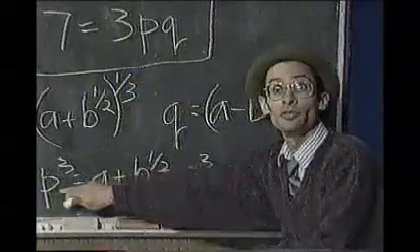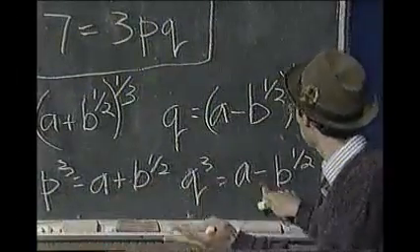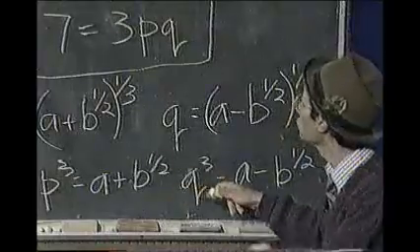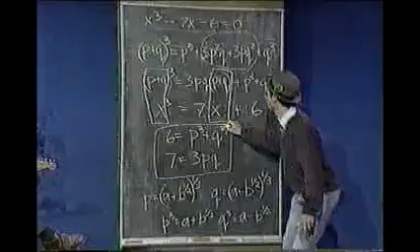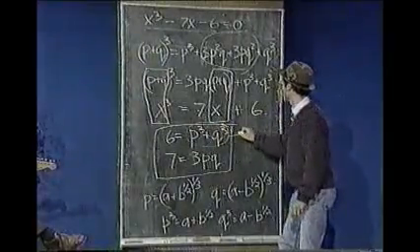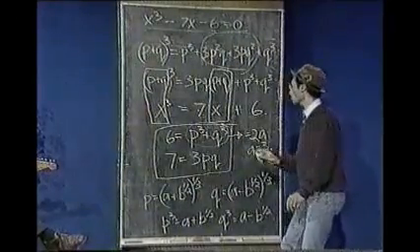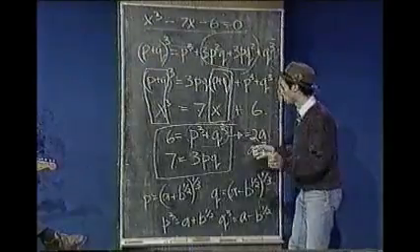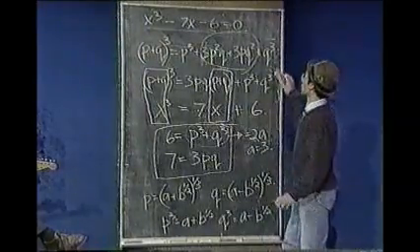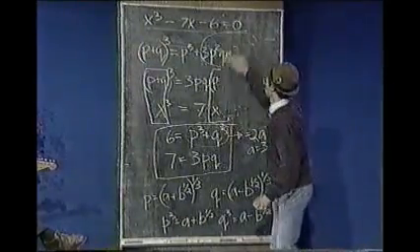So p cubed plus q cubed equals 2a. The b's cancel out. We got p cubed plus q cubed equals 2a. So I'm going to write that. P cubed plus q cubed equals 2a. So a equals 3. Okay. So now all I got to do is come back up here. Okay, take off some board space.